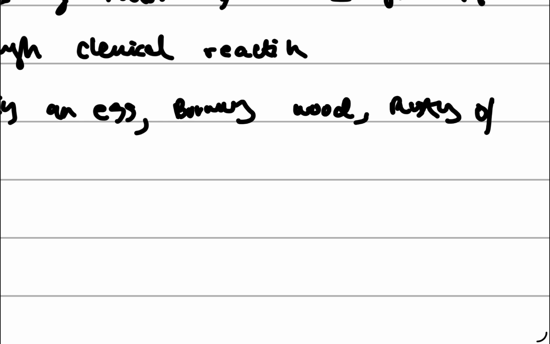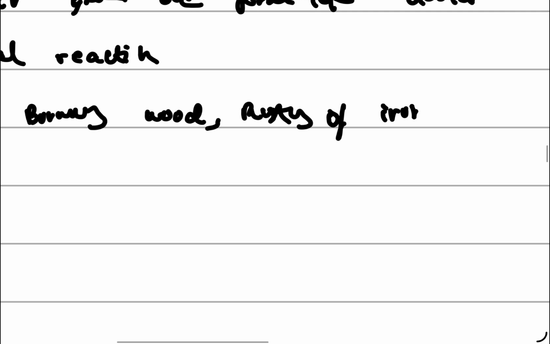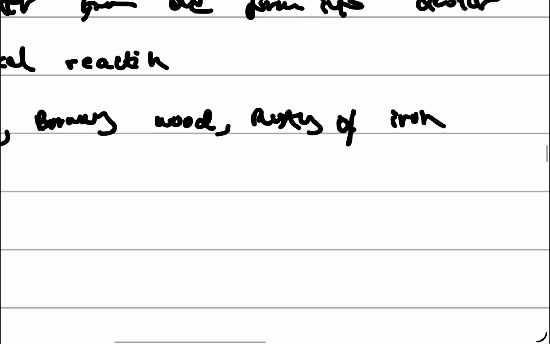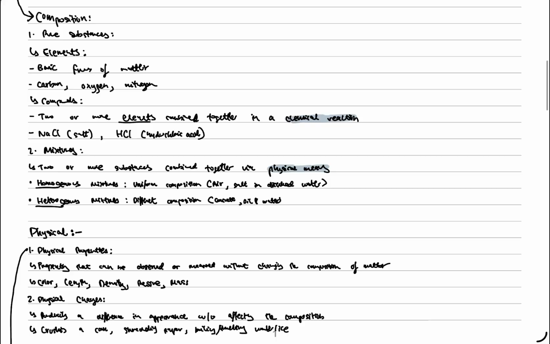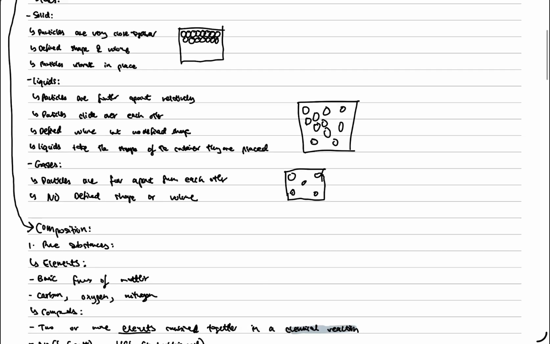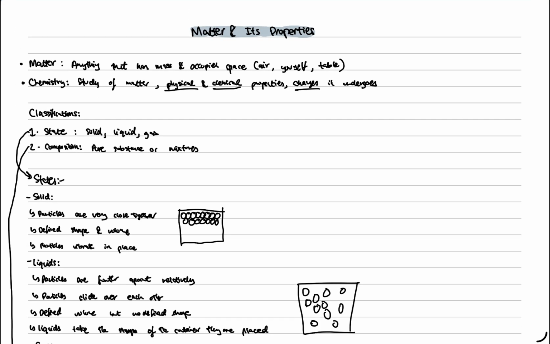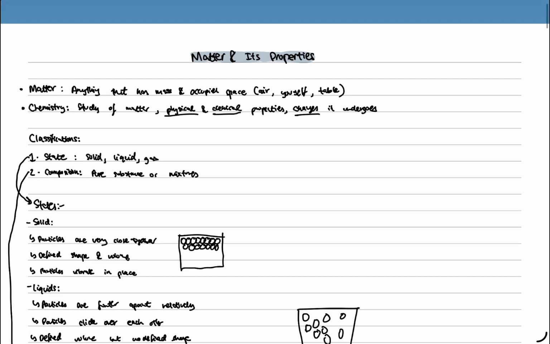You could say burning something. So an example could be burning wood. You could also say the rusting of iron, a bit more scientific there. And yeah, that's pretty much it. And so that's matter and its properties. That's the bare bone basics, I would say. Pretty easy stuff, but it builds a good base for you to work on for the rest of your course. And yeah, that's about it.